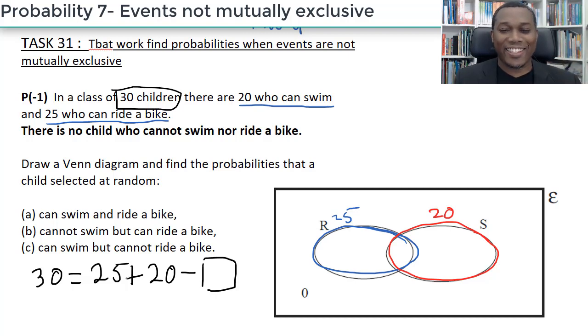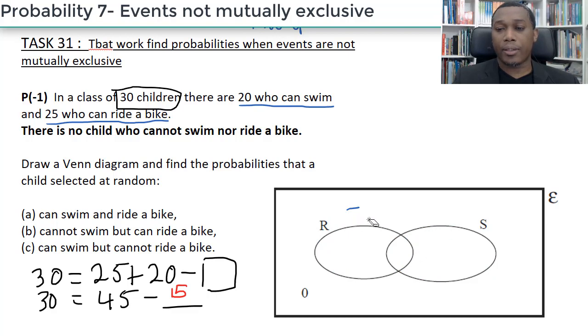Exactly. It's going to be 15 because what do we have? 30 has to be equal to 45 take away some number. What do you take away from 45 to get 30? 15. So the overlap is going to be 15. And I'll take off the two colors there. I think we're home free in terms of drawing the diagram. 15 is going to be the overlap. There's 15 kids who swim and ride a bike.